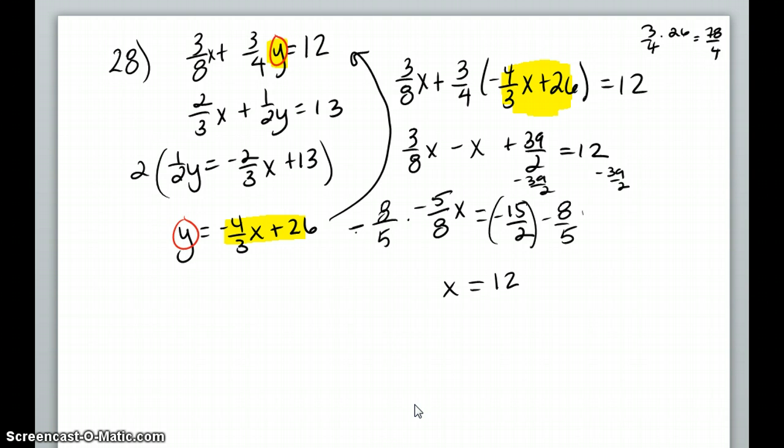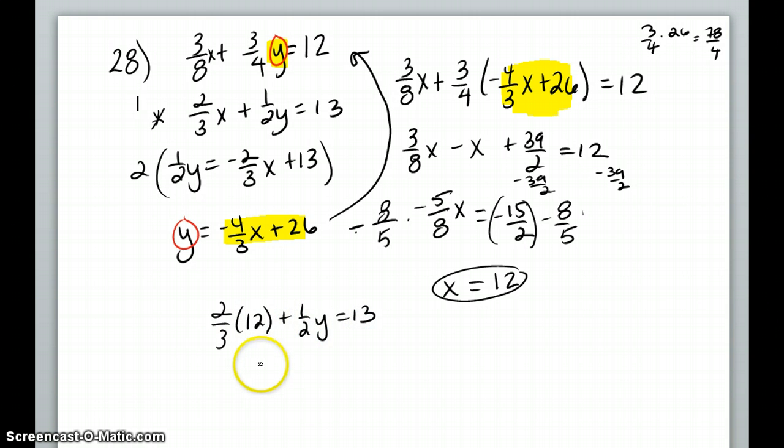So, all right, we found x equals 12. Now we need to plug it back into one of the original equations. Doesn't matter which one, but the second one looks nicer because we're plugging in 12 for x. 3 is a factor of 12, so this is going to cancel out nicely. So 2/3 times 12 plus 1/2 y equals 13. You get 8 plus 1/2 y equals 13.